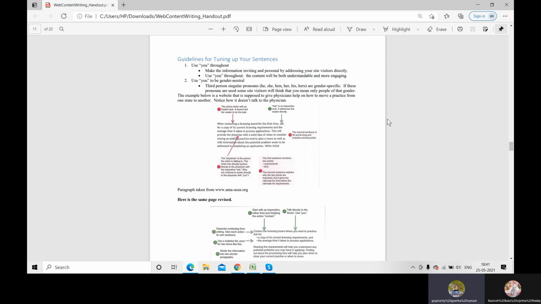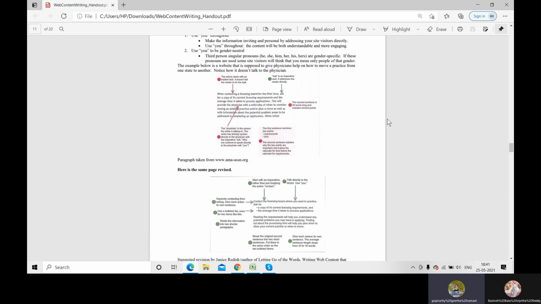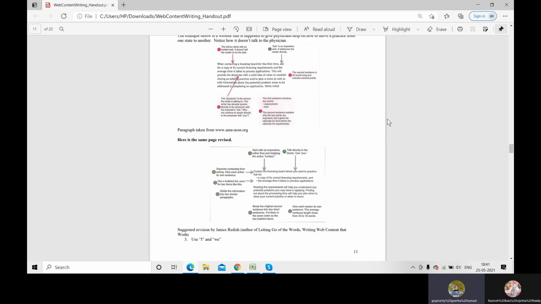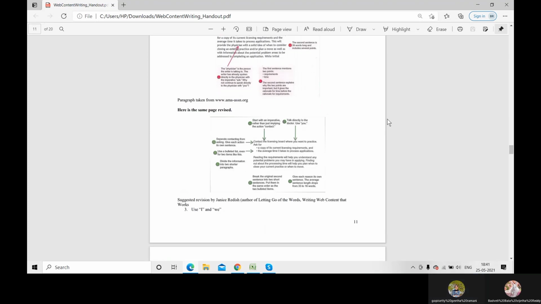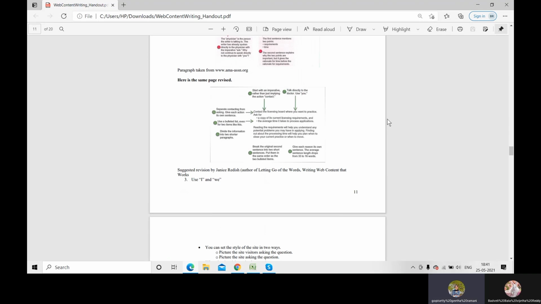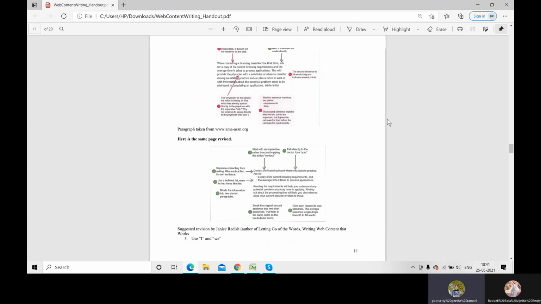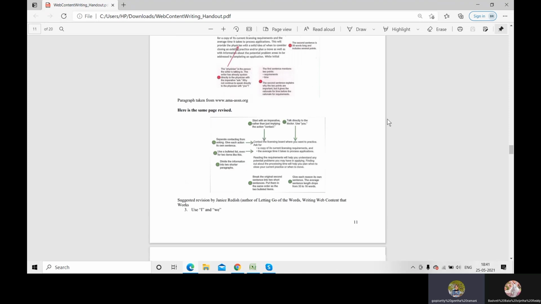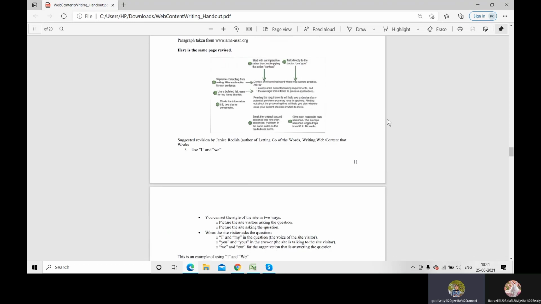The example below is a website that is supposed to give physicians help on how to move a practice from one state to another. Notice how it talks to the physician. For example, this is suggested by the author of Letting Go of the Words, writing web content. And third, we use I and we.